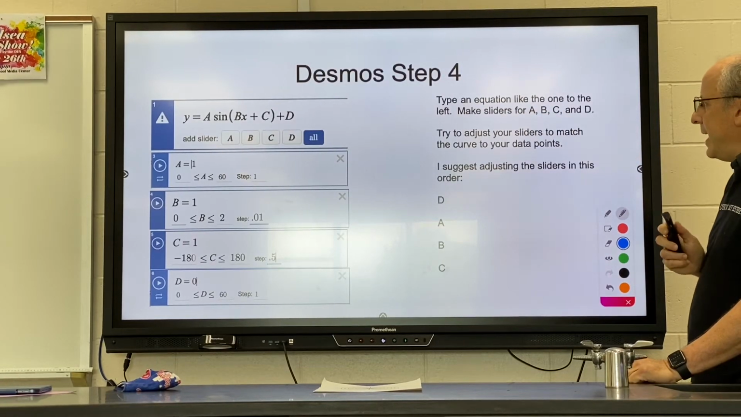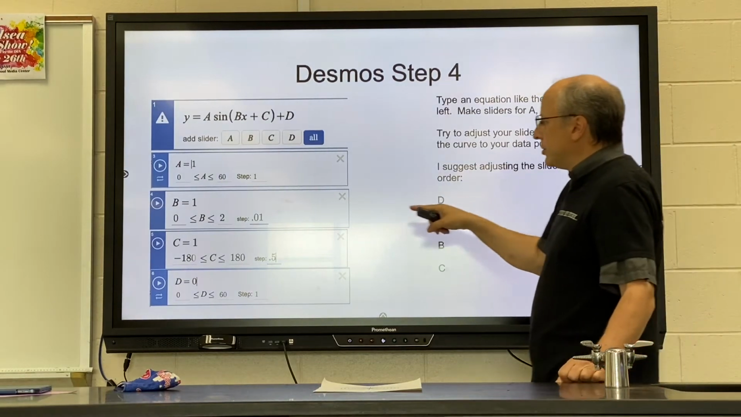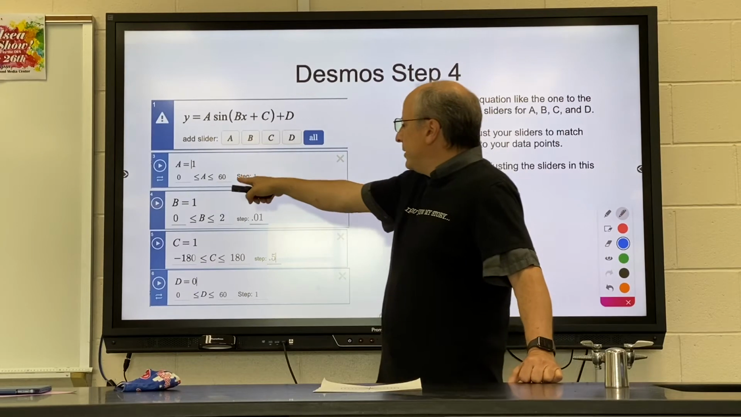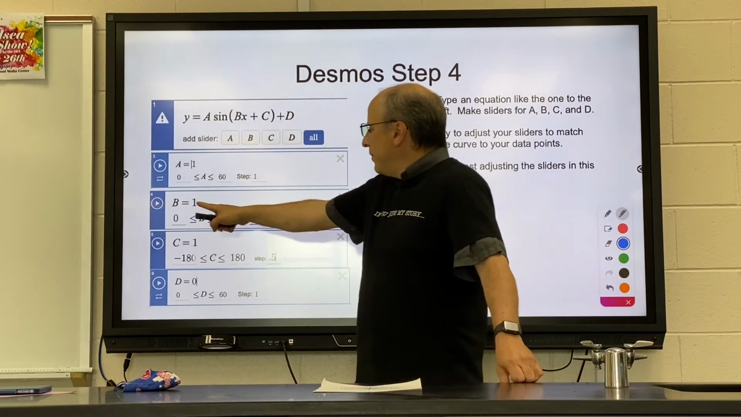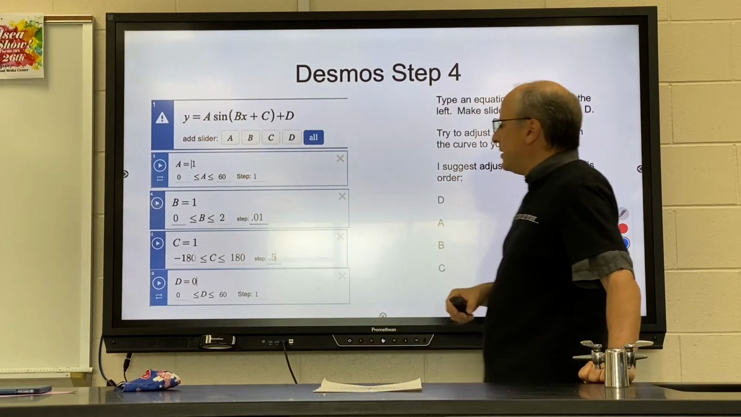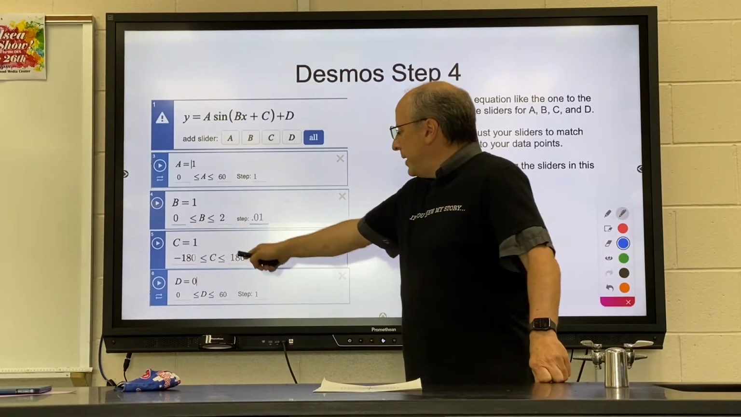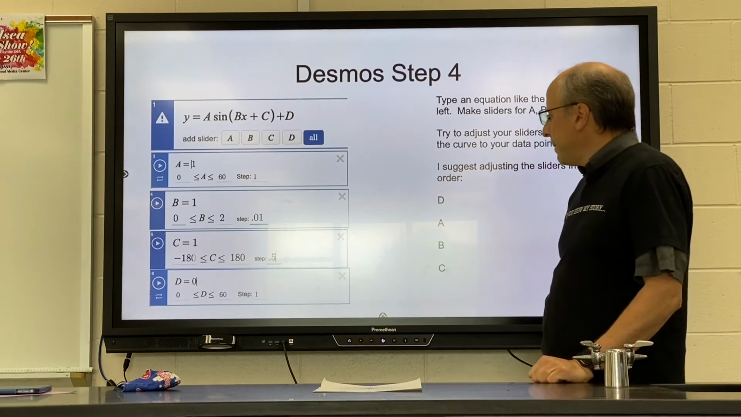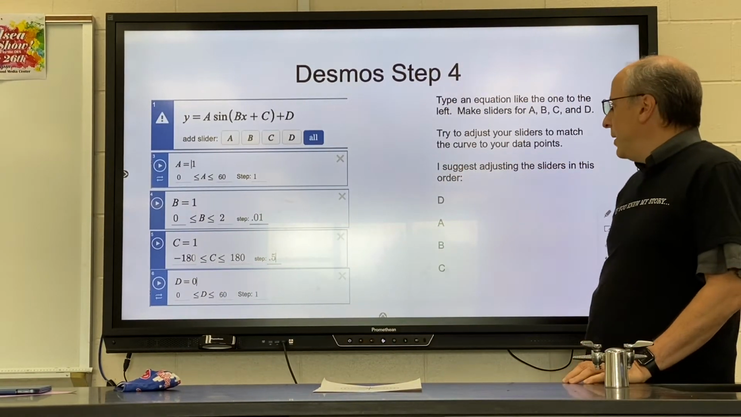Again, y equals a sine bx plus c plus d. Make sliders for them all. Set up your sliders to run similar to what I have here. So a should go from 0 to 60 with a step size of 1. B can go from 0 to 2 with a step size of 0.01. C can go from -180 to +180 with a step size of 0.5. And D can go from 0 to 60 with a step size of 1.